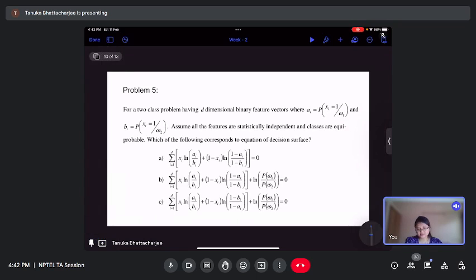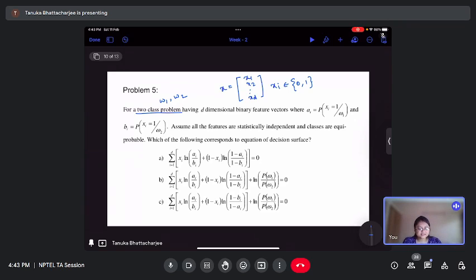Now let us see one more problem on decision surface. This is the last one, then we will move on to perceptron. So here it is said that this is also a two class problem, that the classes be omega 1, omega 2, and it has a d dimensional binary feature vector. So your feature vector x is d dimensional, that is x1, x2, till xd, and each of these xi can be either 0 or 1, because these are binary feature vectors.